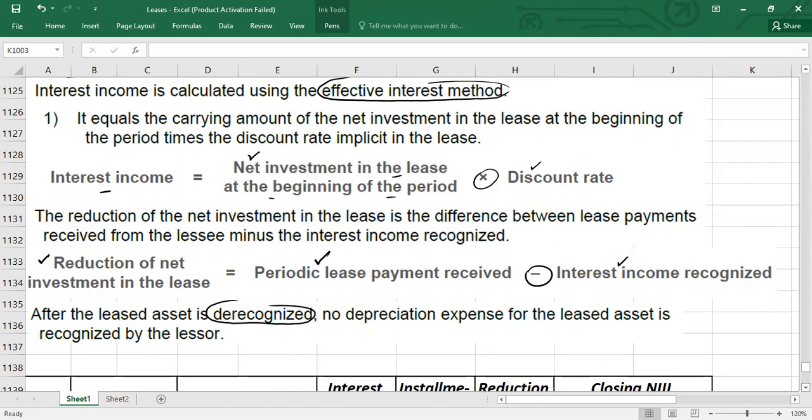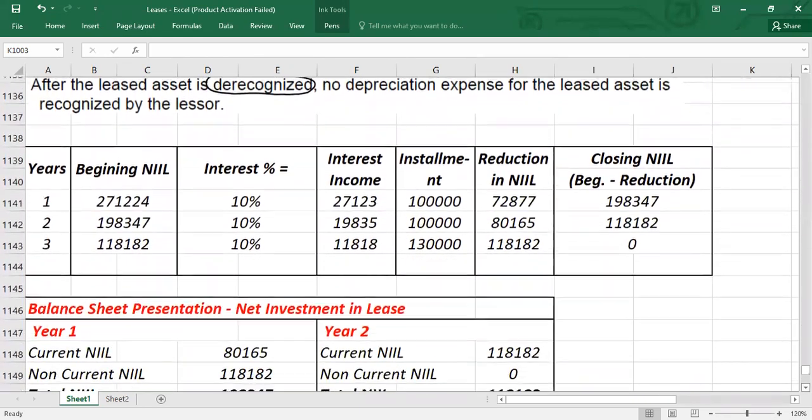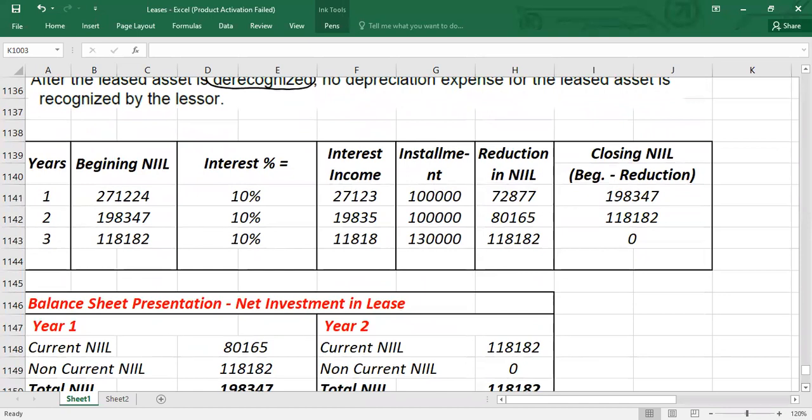Okay, now for the subsequent measurement, how will you prepare the schedule? I'm continuing with the first example, the one without unguaranteed residual value. There was a 3-year lease term, year 1, 2, and 3. We have a column for beginning net investment in the lease times interest percentage, which is here 10%. This will give you interest income. You are receiving the installment, you will get the reduction in net investment in lease, and here you have the closing net investment in lease.